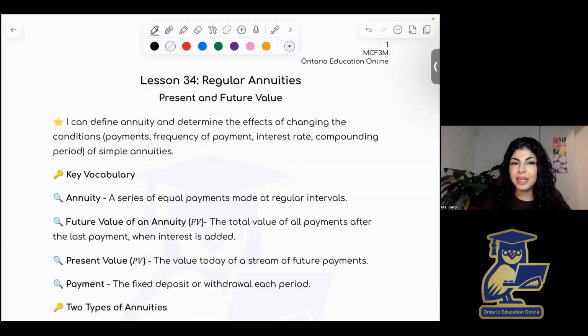Hello and welcome to lesson 34. Today we are looking at regular annuities. We're looking at present and future value for these annuities.